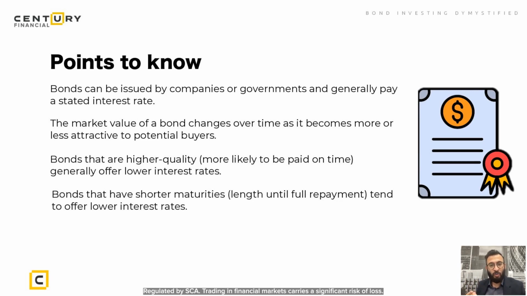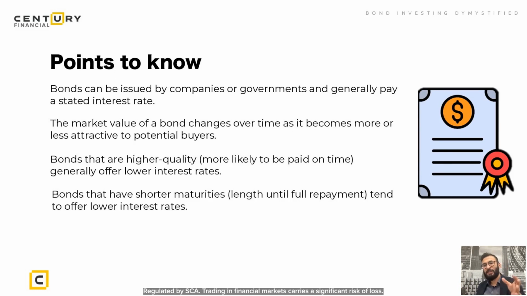Bonds that are higher quality, which most likely are to be paid on time, offer lower interest rate. It's just like that. You loan money to somebody who has a good credit history, everybody will be able to loan to him because they know their money is coming back. So the interest rate to them will be less because your risk is less. But to somebody who doesn't have a good credit history, you're going to charge them more because your risk is higher. So bonds that have shorter maturities tend to offer lower interest rate.